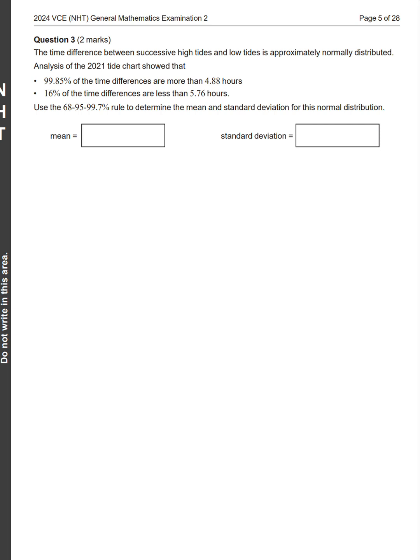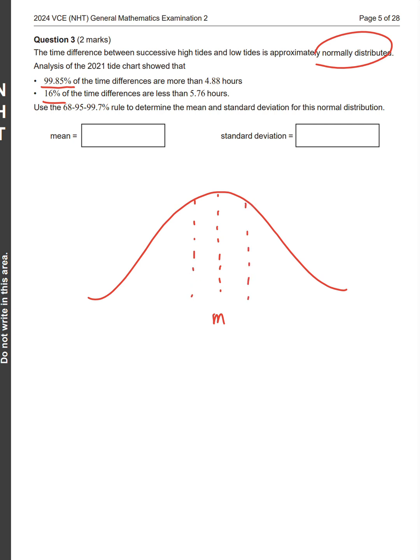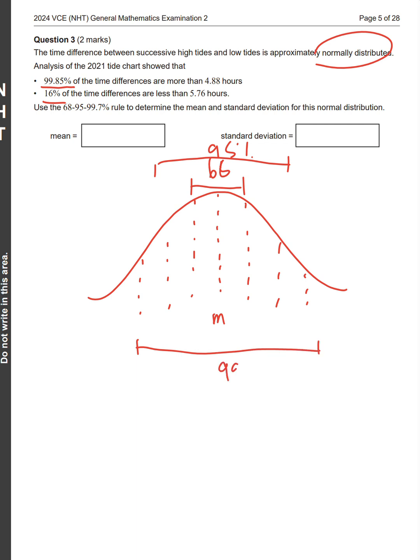Okay, so the time distance between successive high tides and low tides are approximately normally distributed. So normally distributed means we're going to need to use our bell curve. The analysis of 2021 tide chart shows that. All right, so we've got 99.85 and 16. Now, I'm always going to put in my mean, which will be there, and my 2 ones here. Now the 2 here are going to be 68%. The next ones are going to be 95%. And then the last ones, they're going to be 99.7%.